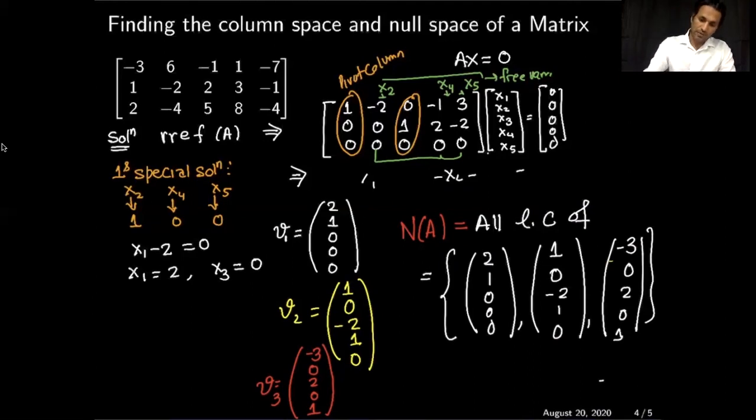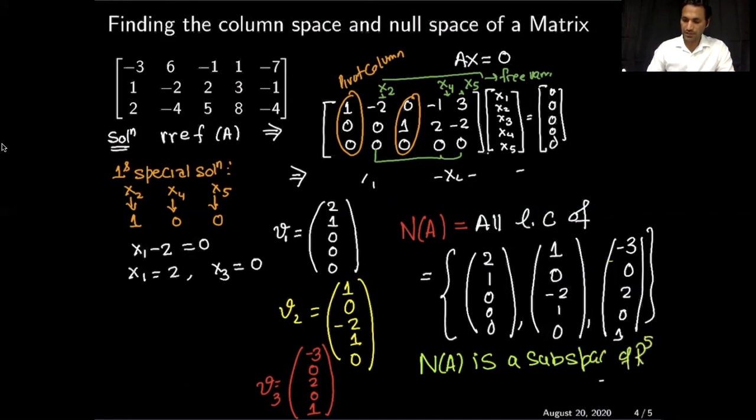So notice one thing, that the null space of A is a subspace of R to the power 5, because each vector has 5 components. But since it contains only 3 elements, it is a smaller space than R5. So it's not the whole R5, it is smaller than R5.